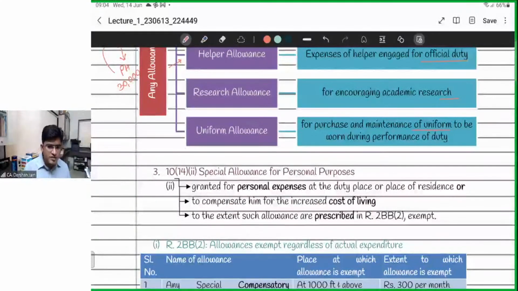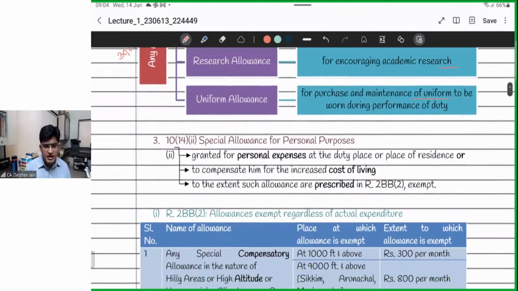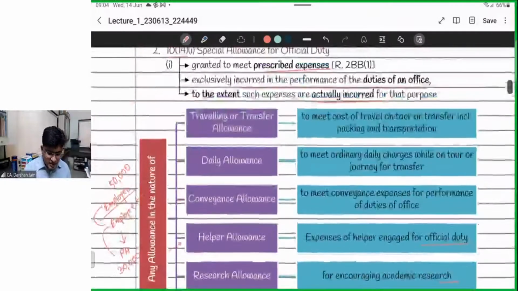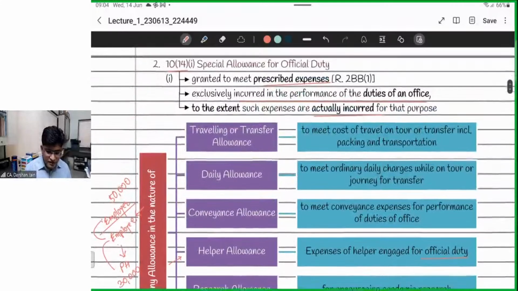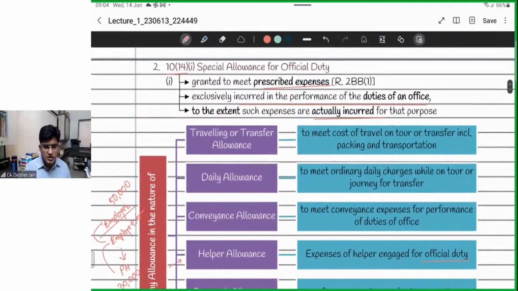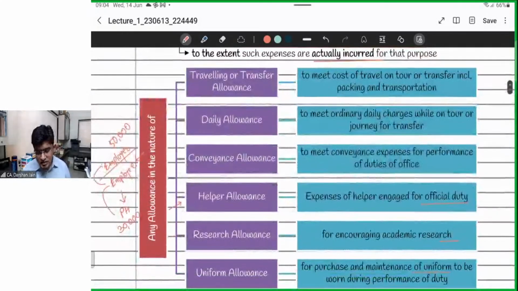This uniform is only because the employee is taking up employment, and therefore should be exempted if any cost is incurred, right? So these are the items of special allowances which are exempt to the extent expenditure is actually incurred. If there is no actual expenditure incurred by the employee, nothing would be exempted.